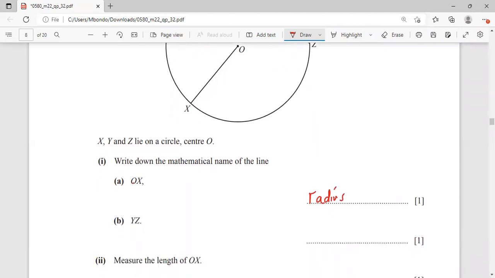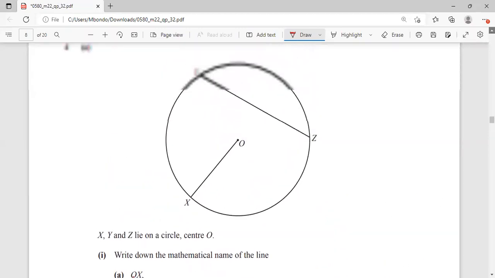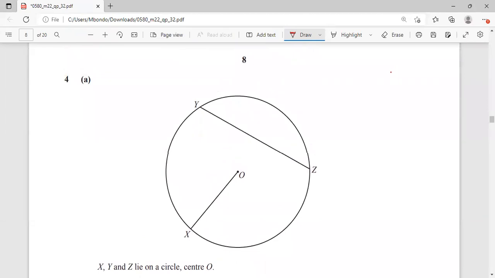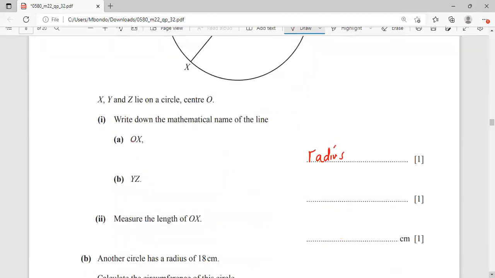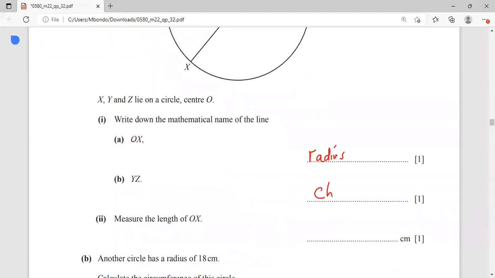What about this line, YZ? What do we call it in mathematics? Okay, so this line that runs from one point of the circumference to the other, this one, it is called a what? A chord, provided it doesn't pass through the center, which gives us a diameter. This one is a chord. So that is what we call this line. It is called a chord. Okay, so how do we write it? Chord.